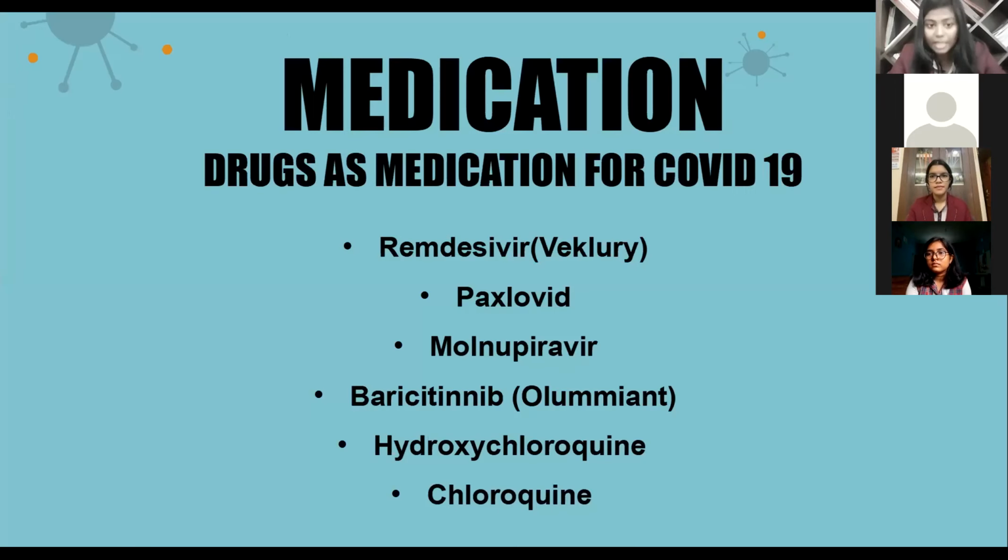Moving on to the medication part, the drugs such as remdesivir, Paxlovid, molnupiravir, baricitinib, hydroxychloroquine, and chloroquine are employed against COVID-19 that halt the enzyme, make it incapable of adding RNA fragments, thus stopping the genome replication process.